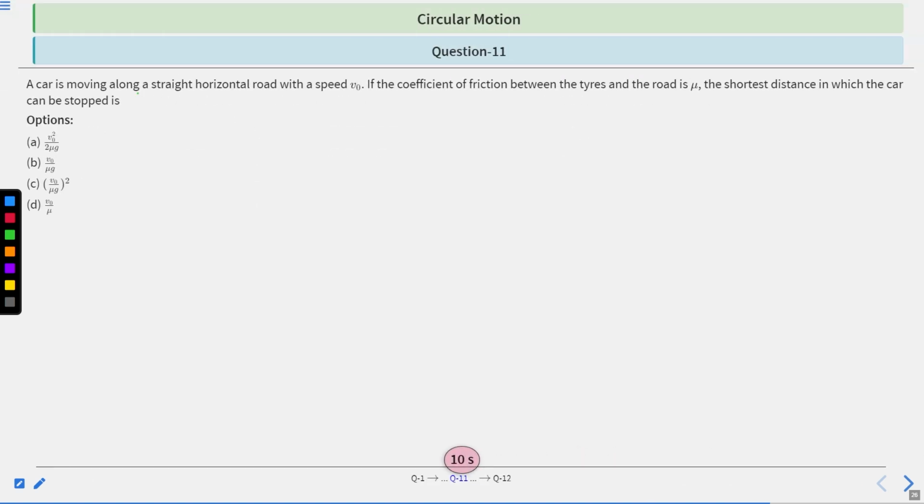A car is moving along a straight horizontal road with speed v naught. The coefficient of friction between the tires and the road is mu. The question asks about the shortest distance in which the car can be stopped. Given options: A is v naught square divided by 2 mu g, option B, v naught divided by mu g, option C, v naught divided by mu g whole square, and option D, v naught divided by mu. So which one is correct? You have 10 seconds to solve this question. After 10 seconds, we will provide the solution.